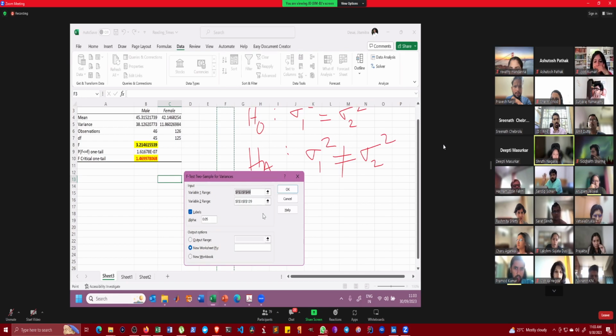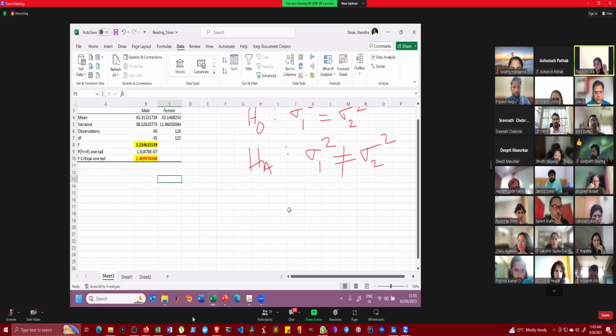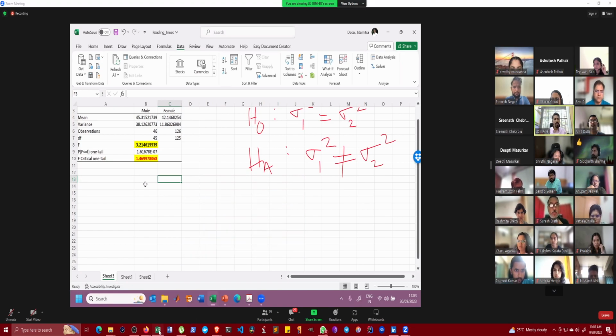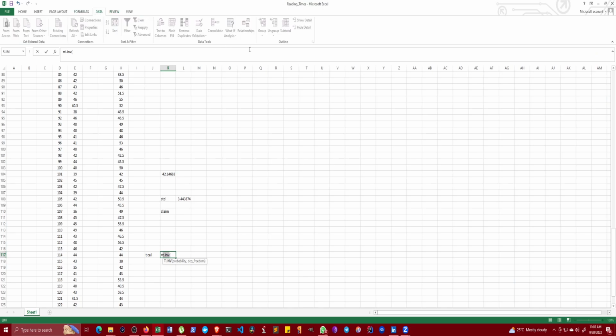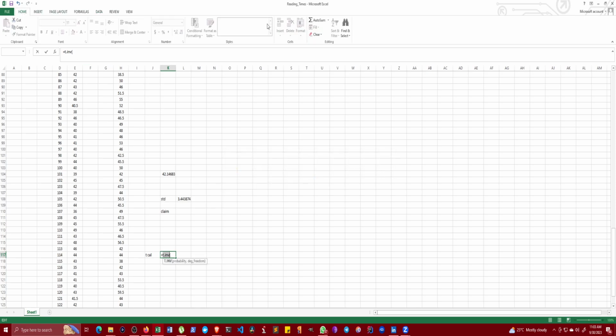No, I did, it's the same. Got the same numbers. Same for me as well. Fine, okay. But again, same thing, right? I have F calculated, I have F critical. What will you do? What is our standard test here? F calculated is... So what will be the output range selected?